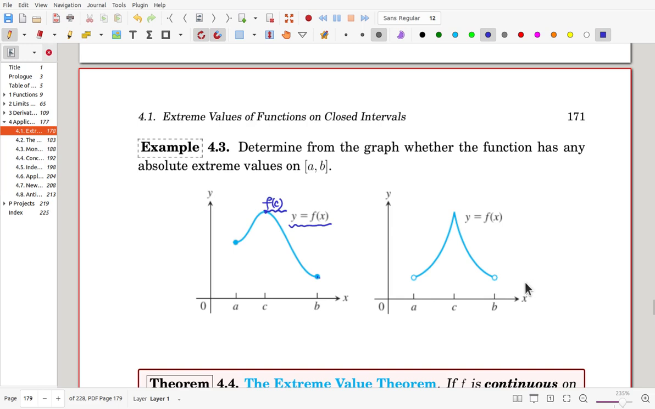Now how about the right side? The absolute maximum is quite clearly here. f of c is the absolute maximum. Now here, y equals f of x is defined on an open interval and endpoints are not considered, so there's no minimum value. We can find a limit, however the function itself has no minimum value, so there's no absolute minimum value for this definition.